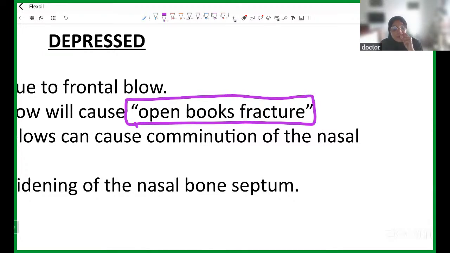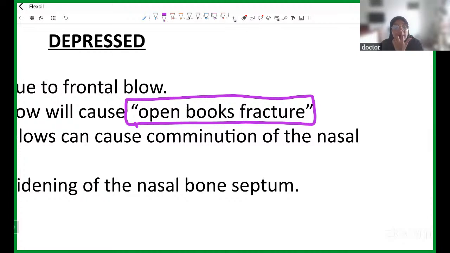Okay, what happens here is that the nasal septum gets collapsed and the nasal bones will just spread out. So they will splay out. The nasal septum will get collapsed and all the small nasal bones will splay out. Okay. The greater the force, the more severe is the injury. So if the force is more severe, it can lead to even comminution of the nasal bones and also fracture of the maxilla with flattening of the nasal dorsum.